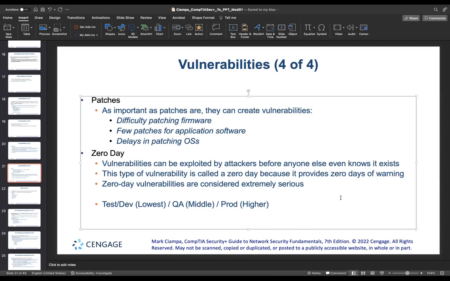So for the zero-day vulnerability we already discussed, these are the vulnerabilities that are exploited before the company itself even knows they exist. So usually it's very difficult for a zero-day to be stopped right away, because you don't know how to stop it.